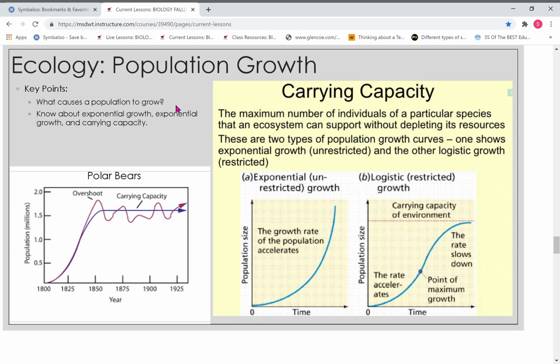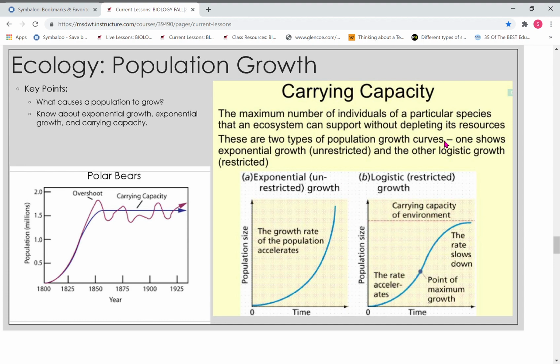If we go here, we're talking about population growth. We have key points that you need to know: what causes population growth, and how exponential, and this wasn't meant to be exponential, it should be logistic growth and carrying capacity work. So we're going to talk about that. Carrying capacity is the maximum number of organisms or species that can be in the same space at the same time, competing for the same resources. So here is our carrying capacity in this graph here.